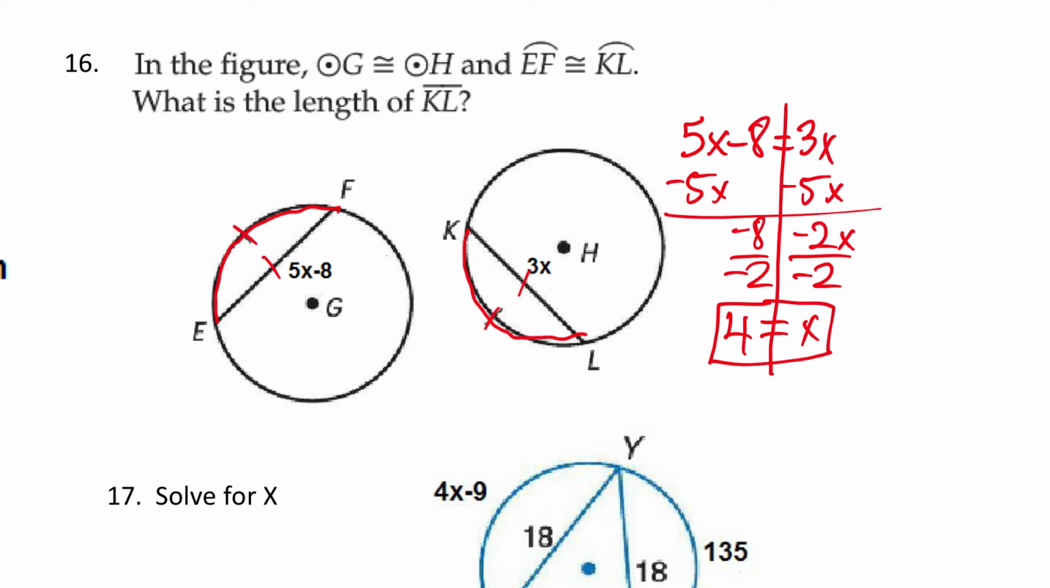So x equals 4. Now I need x, but it doesn't say find x. It says what's the length of KL. So I need to take this 4 and plug it in right there for KL. 3 times 4 is 12. KL equals 12.